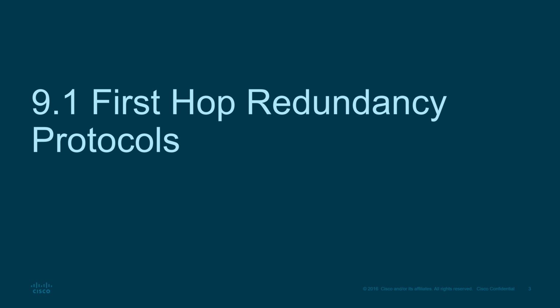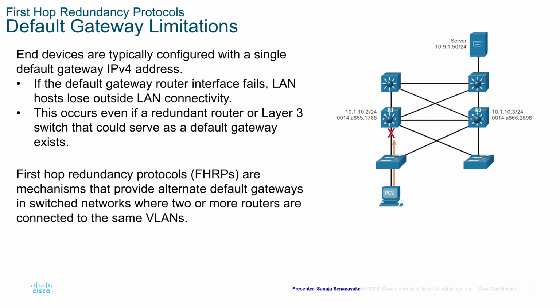First Hop Redundancy Protocols. Default gateway limitations. End devices are typically configured with a single default gateway IPv4 address. If the default gateway router interface fails, LAN hosts lose outside LAN connectivity. This occurs even if a redundant router or layer 3 switch that could serve as a default gateway exists.